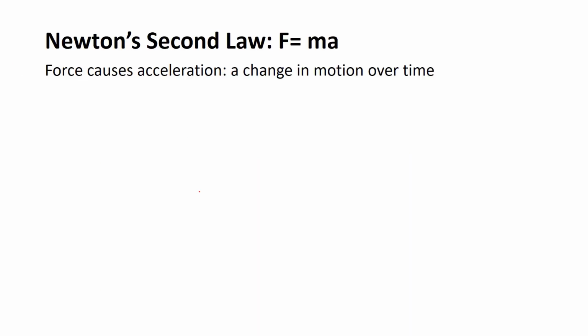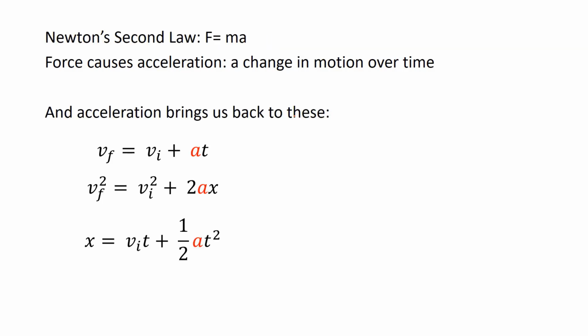So that gets us into Newton's second law, and that's force equals mass times acceleration. Or in other words, force causes acceleration. Make sure you know that. It doesn't cause just motion, it causes acceleration, a change in motion. And that's going to bring us back to these equations. So you have your Vf equals Vi plus At, Vf squared equals Vi squared plus 2Ax, x equals Vit plus 1/2 At squared. And really this is a change in x, because you'd have to add the initial x if you had something going on and you want to find the end result.